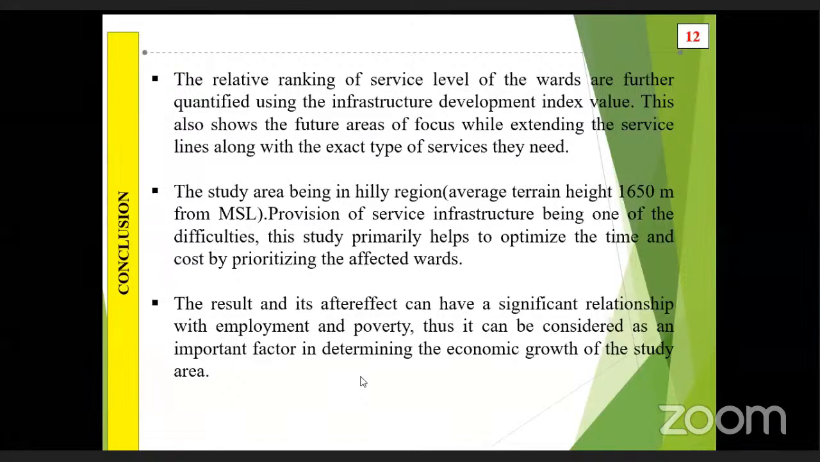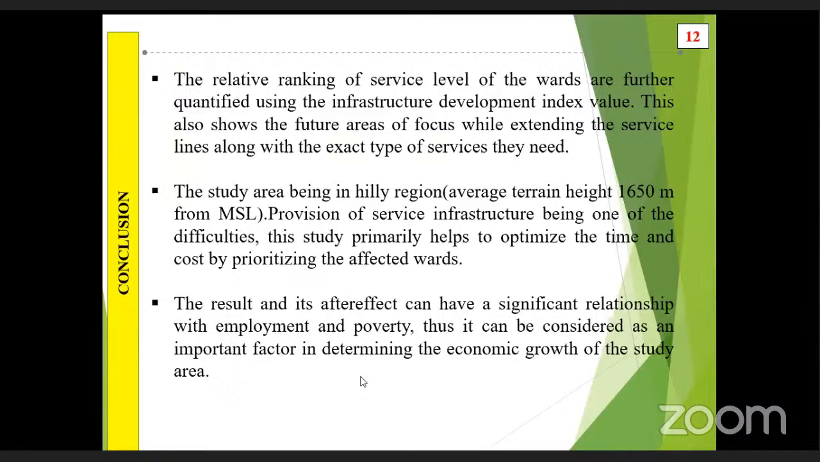So this study primarily helps to optimize the time and cost by prioritizing the affecting wards. Also, these results and its after effect can have a significant relationship with employment and poverty of our study area. So this indexing can also be considered as an important factor in determining the future economic growth of the study area. So if better infrastructure system or networking can be provided there, it can pull more tourists to those regions. So as tourism is one of the economic pulling factor of the region, in result, it can help to have an economic growth of the region. My further steps of the study related to this one.